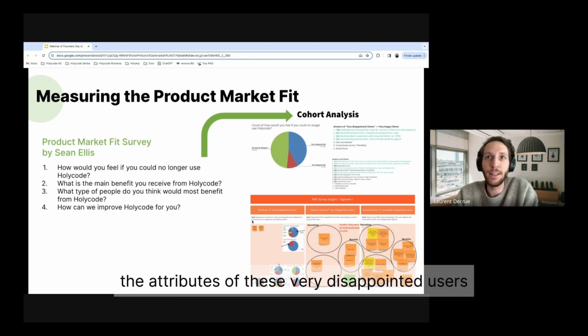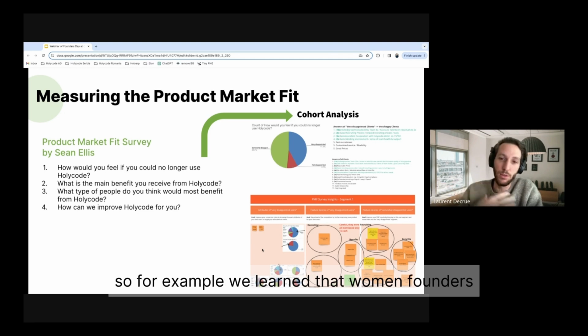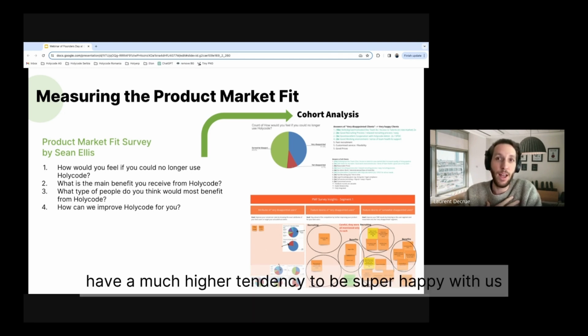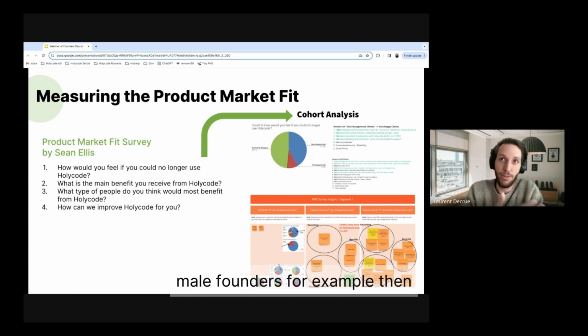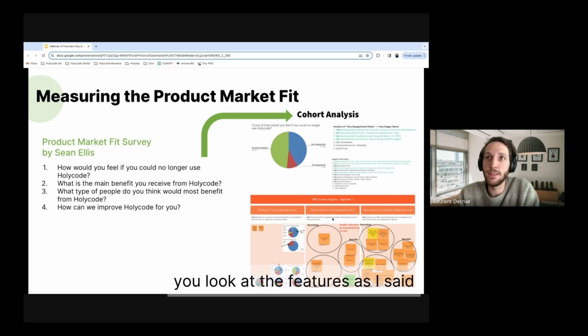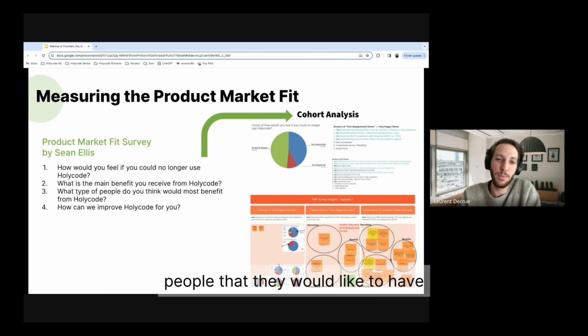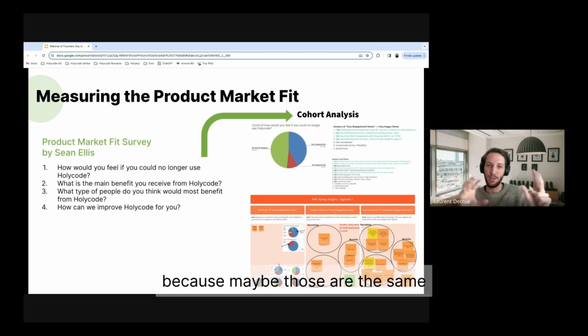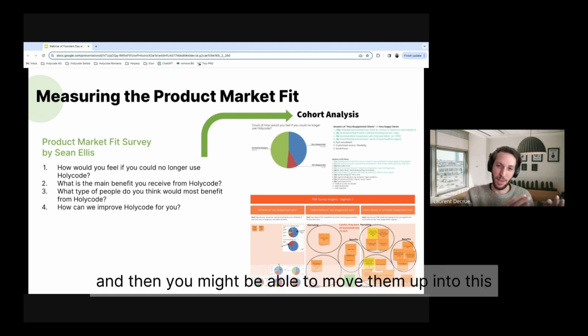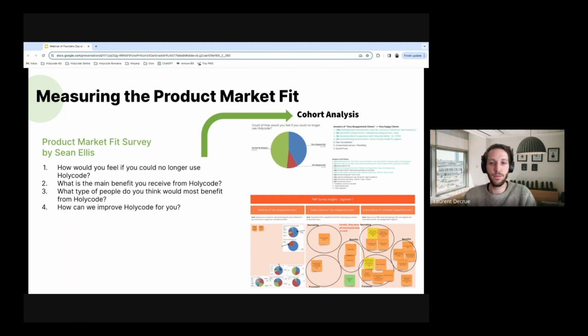So then you can look at the attributes of these very disappointed users. For example, we learned that women founders have a much higher tendency to be super happy with us than male founders. Then you look at the features, as I said, that they would like to have, and you can look at also the features of the somewhat disappointed people that they would like to have, because maybe those are the same, and then you might be able to move them up into this very disappointed state.